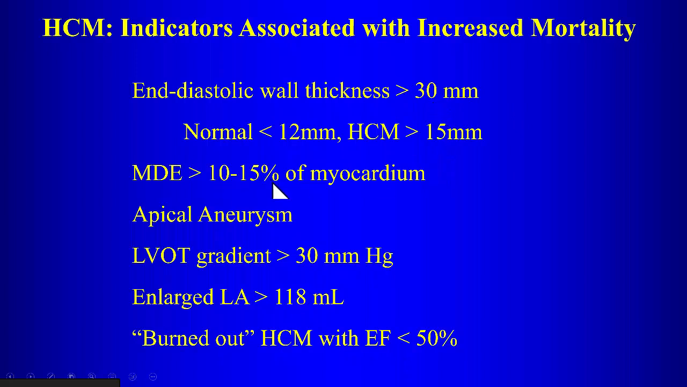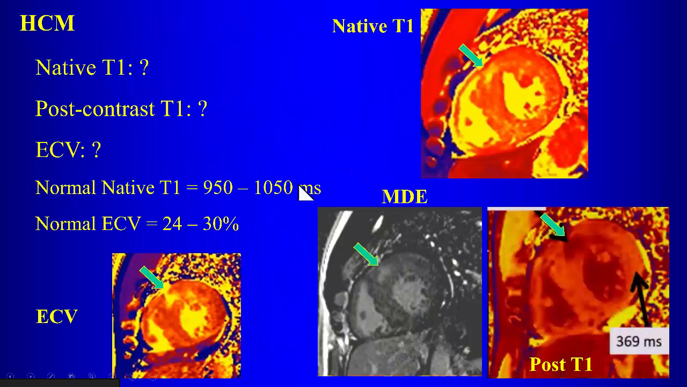If there's a large amount of delayed enhancement, apical aneurysm, if the gradient, which you can measure using phase contrast MR, is greater than 30 millimeters of mercury, enlarged left atrium, if the ejection fraction is low. So these are high-risk features on MRI in cases of hypertrophic cardiomyopathy.